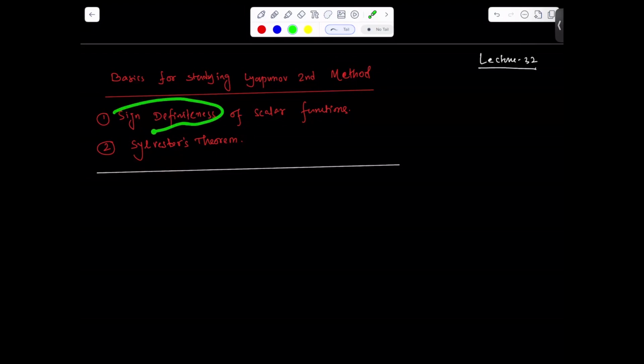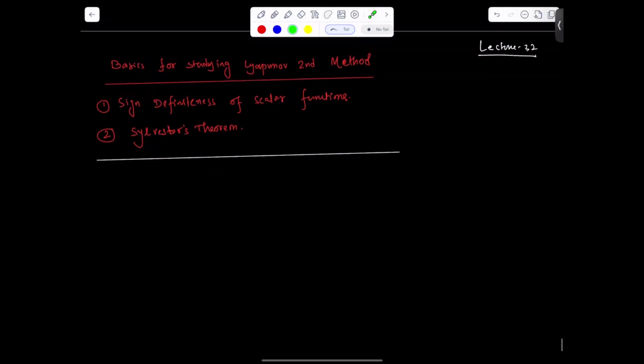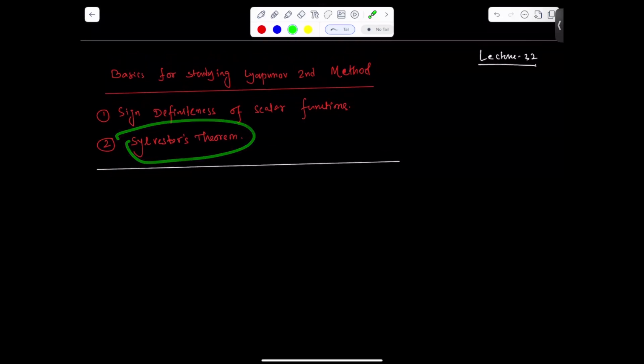Why do we need to study this topic? Because most of the time it is difficult to find the scalar function or the energy function for the system. So this topic is very important to find the energy of the system. Also, the Sylvester theorem gives a concept which will help us to find the positive definite function. Basically, the energy functions for the system are scalar and also positive. So how can we come up with that positive definite function? The Sylvester theorem can help us.